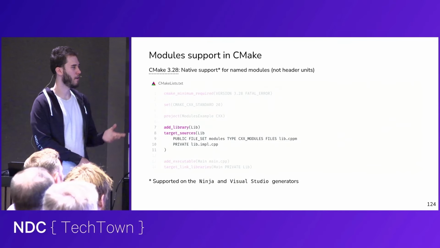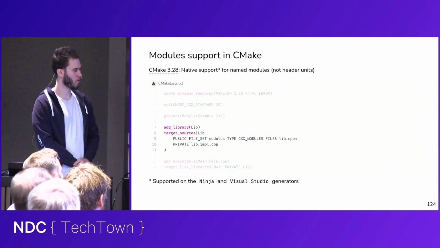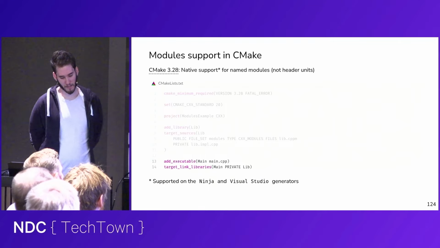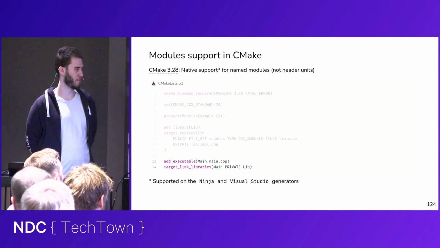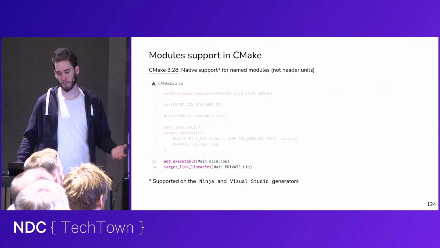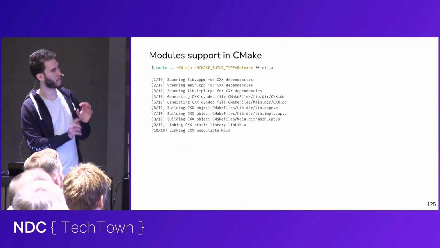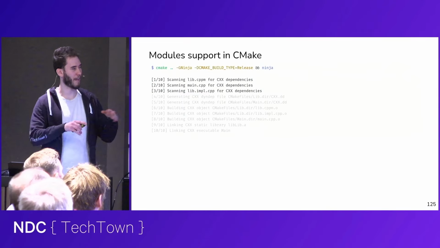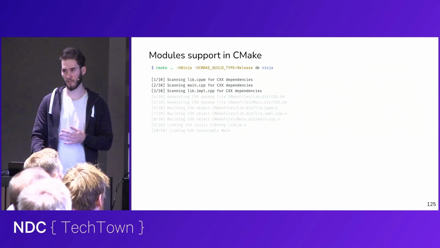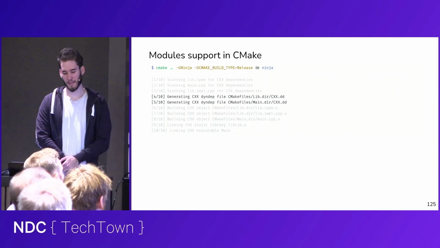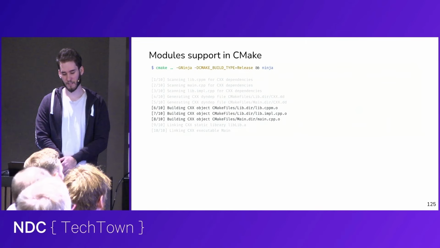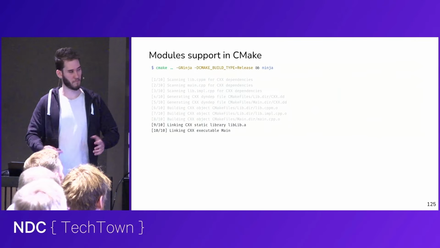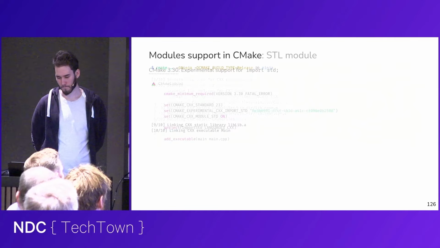You just have to tell the compiler or the build system that this is a module file and not a regular file. And then in the end, it's just treated as a library, so you can add your main executable, link to that library, and CMake will be able to do that. And if we inspect how this build works, it goes something like this. First, it will scan all of the CPP files to know what modules are needed and what modules are exported. Then it will generate these dynamic dependency files and then build the objects in the right order that they have to be built. And then just link, like always.